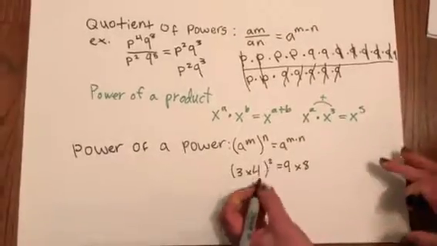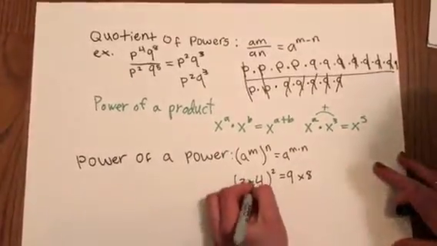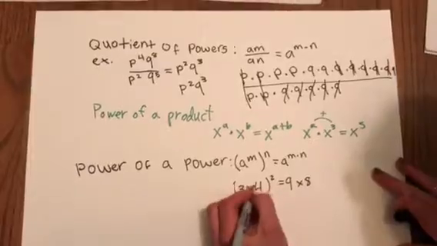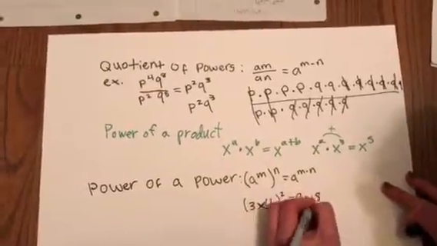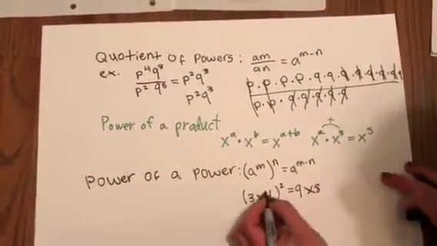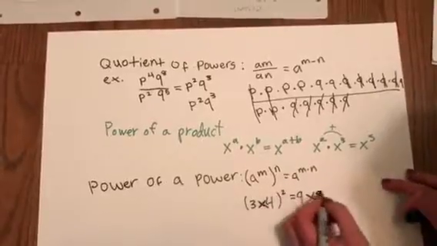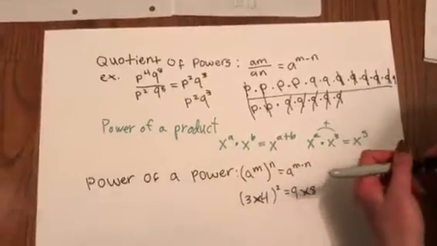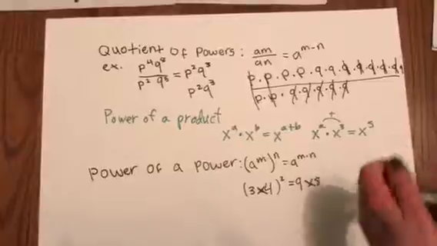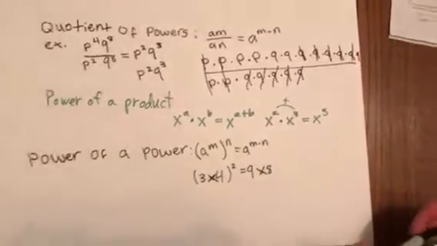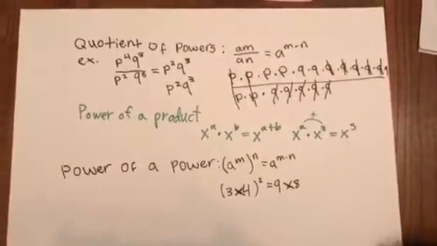This is actually an x. And then 4 is the exponent, and 8 is the exponent of the x. And that's how you do multiplying and dividing exponential expressions.